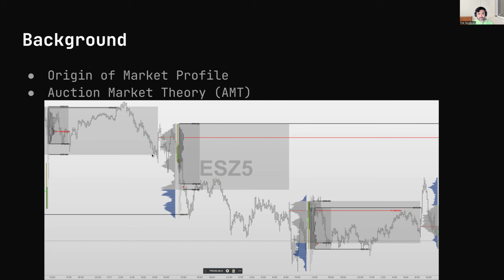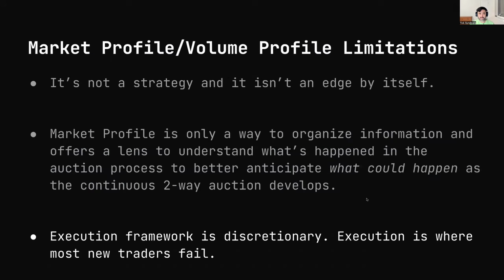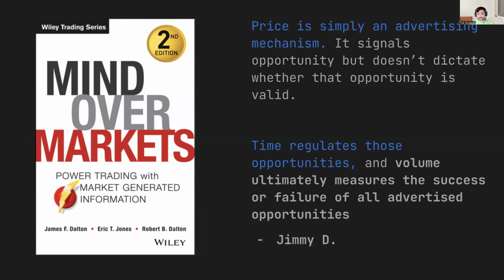Buyers stepped in here once we got to an extreme value area. We got below the previous day's value area. That's what this line is. Buyers stepped in briefly, but they couldn't sustain prices at higher prices, and they lost traction and eventually lost control of the auction. That's what that time regulates opportunities piece means, and volume ultimately measures the success or failure of all advertised opportunities.